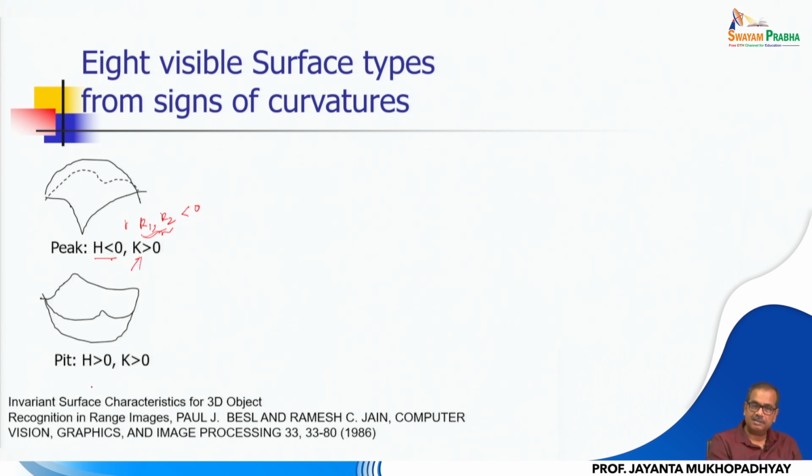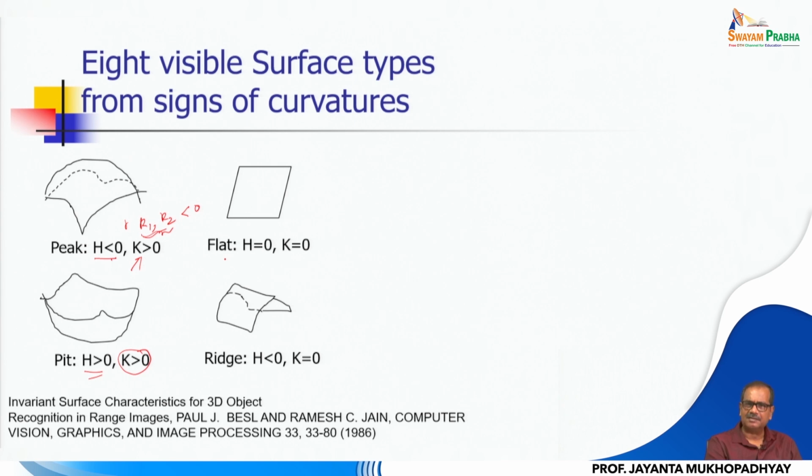In the pit, again, both are of the same sign, but they are positive. So it is greater than 0. Both are positive, so the product is also greater than 0. For flat, I have already mentioned both are 0. So the product would be 0, mean would be 0.